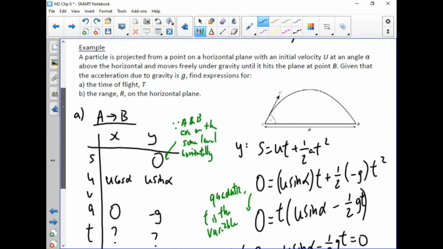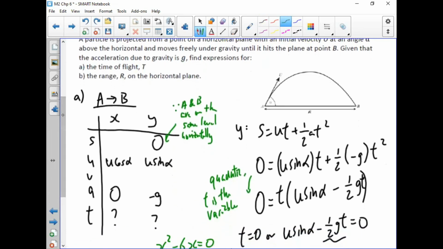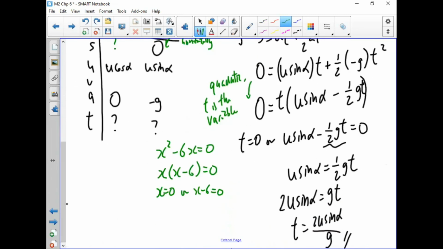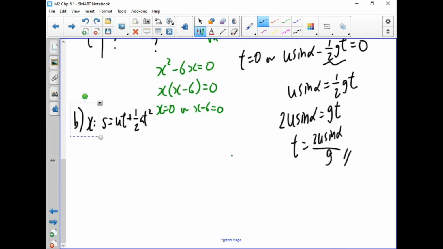Part B, find the range. To find the range is about displacement. Displacement horizontally is about Sx. So part B, they want to find Sx. To find Sx, we need to do SUVAT on the x column. So s equals ut plus a half at squared. S is unknown. U is u cos alpha.